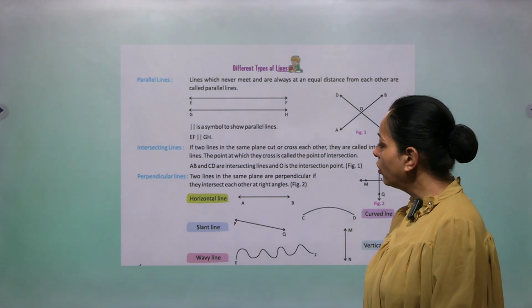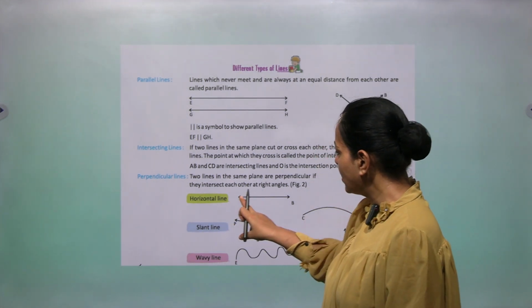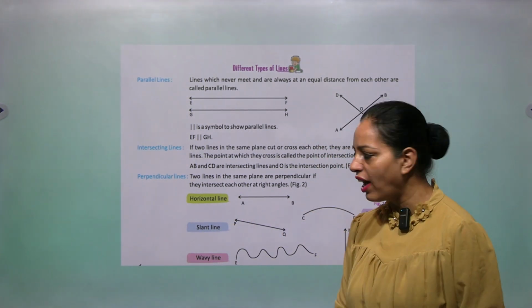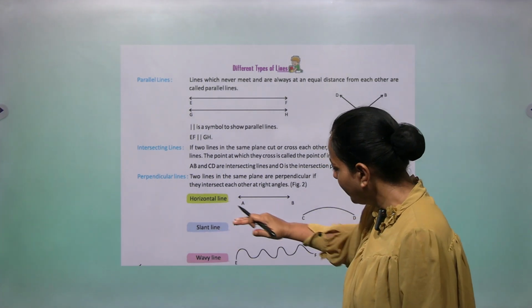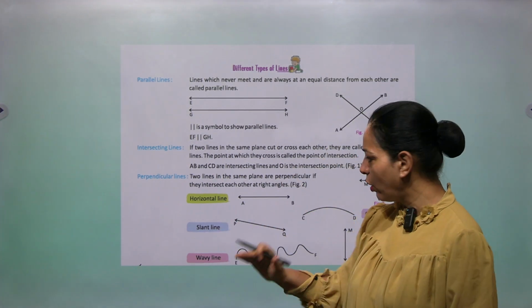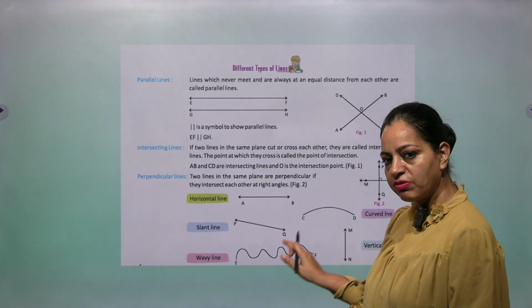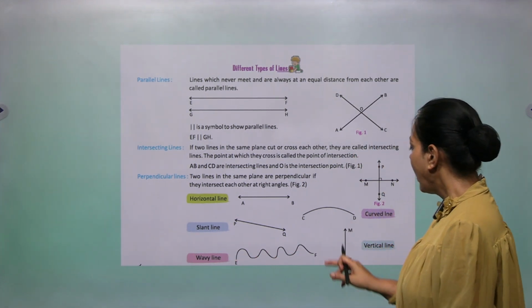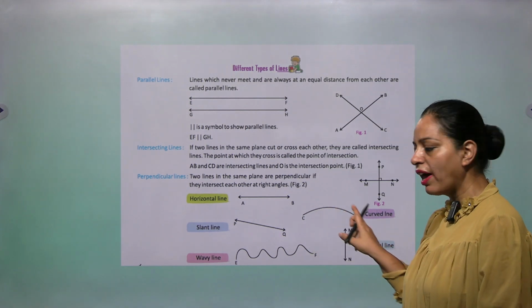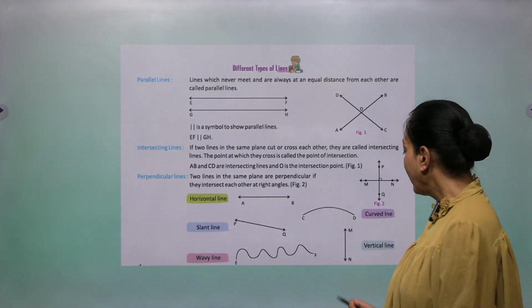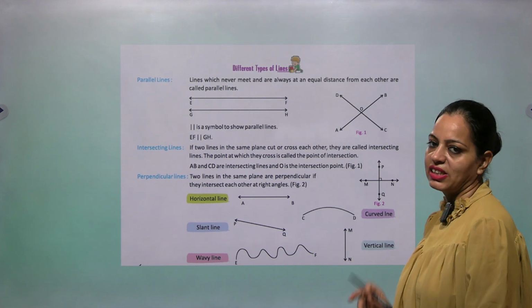Okay. So now one is horizontal line, means like this. This is the horizontal line. One is slant line, थोड़ा सा टेढ़ा. Okay. Slant line, wavy line, जो waves बनाए, that is wavy line. And the curved line, जो curves बनाए, you can say curved line. And vertical lines, this one.